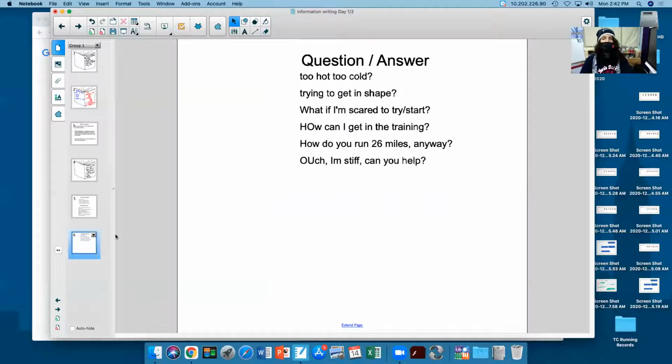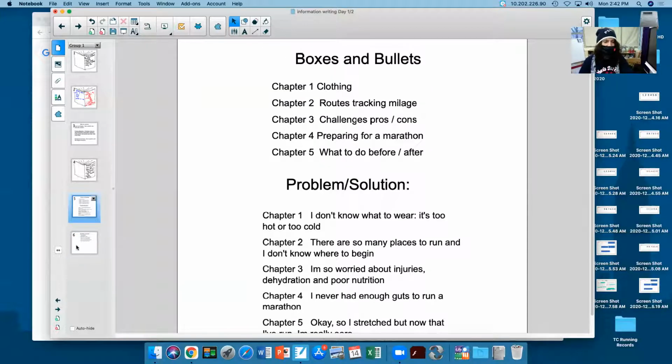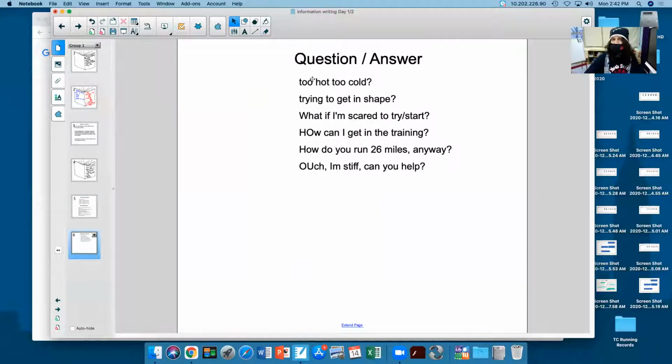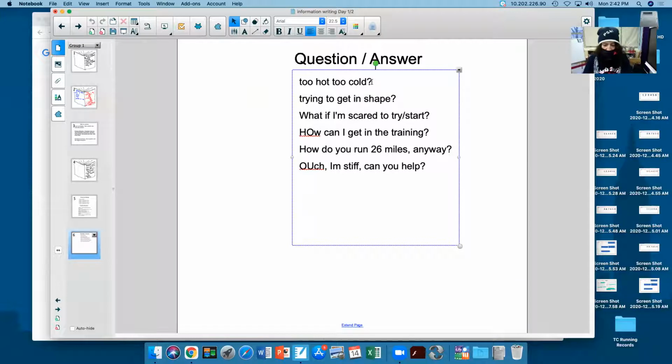The last one is question and answer. So maybe the first thing that we talked about, remember, it's clothing. Now I'm going to do it as, is it too hot or too cold? Too hot or too cold? What should I wear? Okay. And then I'll change that. Sorry.